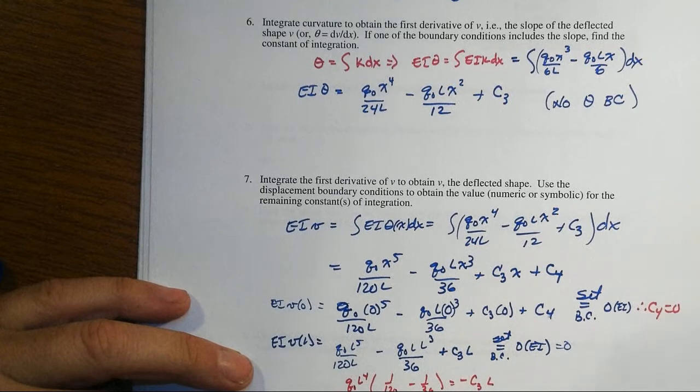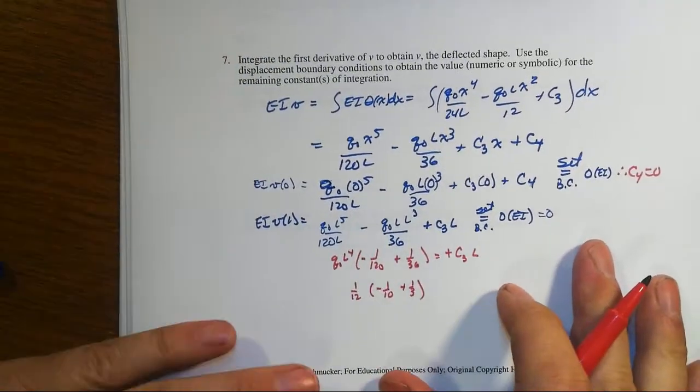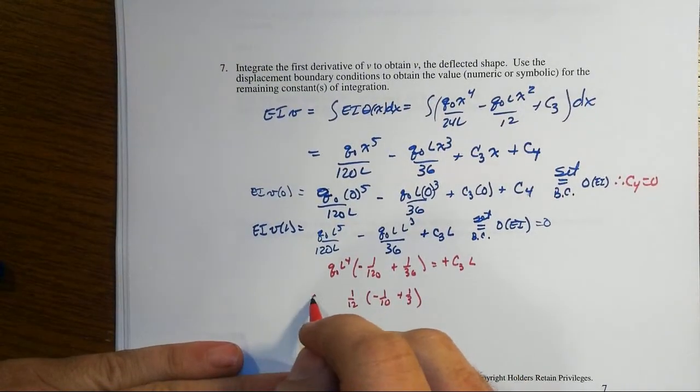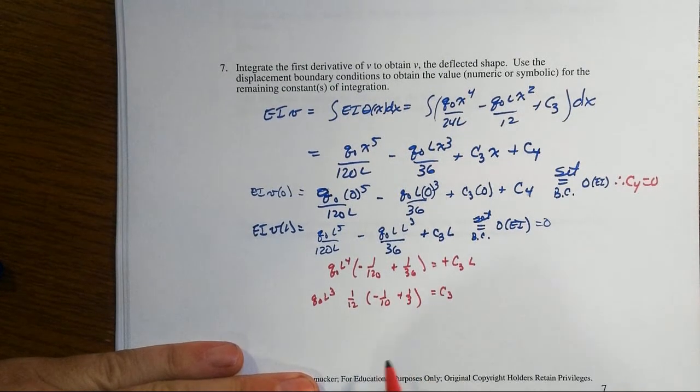C3 times L. Alright, so now let's put this back over here. That's a plus, plus, minus. And let's see, we can factor out a 12 out of this. So that's 1 over 12 minus 1/10 plus 1/3. I might be too low on the page there. Alright, and there's still a Q naught L cubed sitting there. Right, that equals the C3.